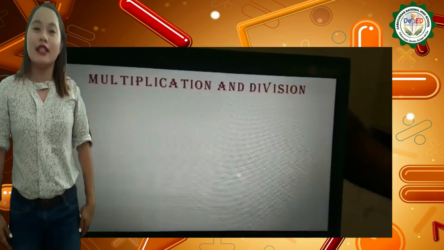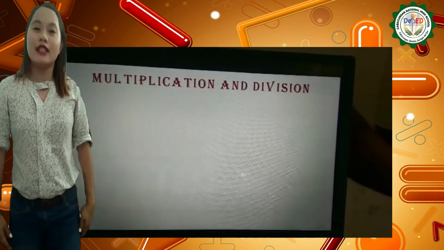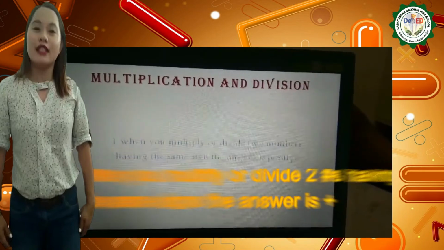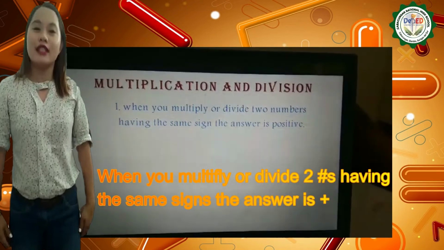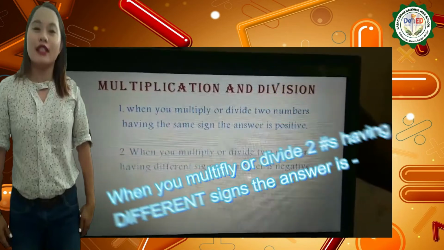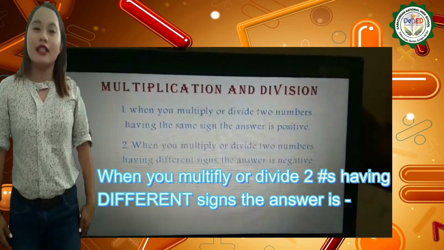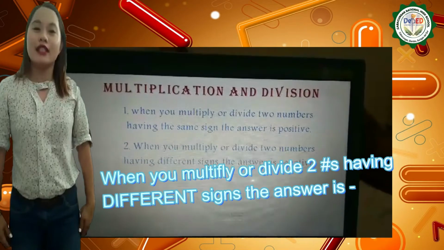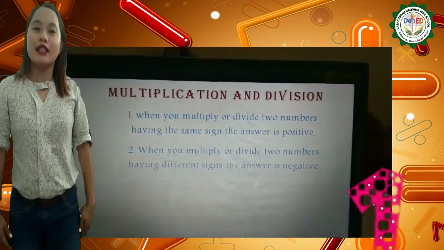It is easier if you remember your multiplication table. The rules here are the following. First rule, when you multiply or divide two numbers having the same sign, the answer is positive. Rule number 2, when you multiply or divide two numbers having different signs, the answer is negative. Let's take an example.